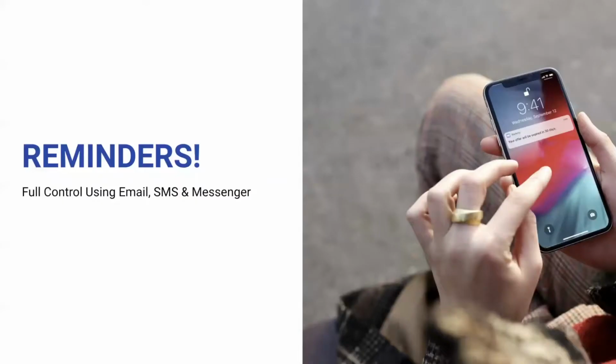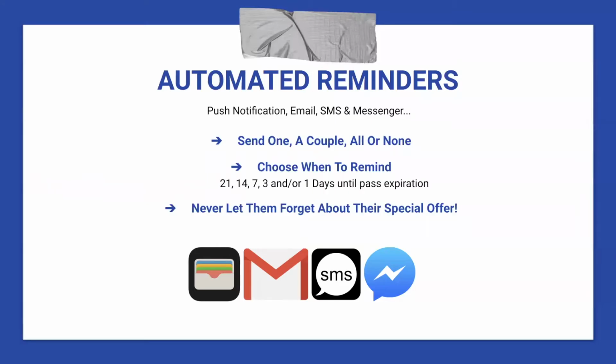Now, reminders: we do have the ability to give you full control using email, SMS, and Messenger. Again, I am going to set this up as a template for you guys, but you can customize this if you want to. So we can say, actually, I don't want to send out email, I don't want to send out SMS, and you can just use Messenger, or vice versa. You can switch that up. So we use automated reminders, including push notifications, email, SMS, and Messenger. Like I said, you can send one, you can send a couple, you can send all, you can send none. It's entirely up to you. You can choose when to remind people if you do want to set this up.